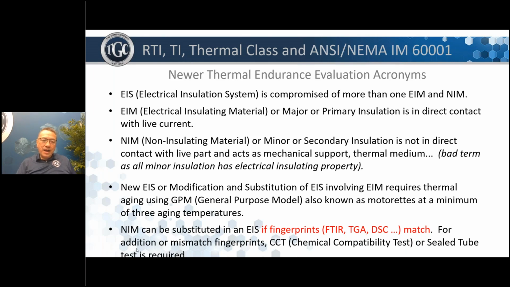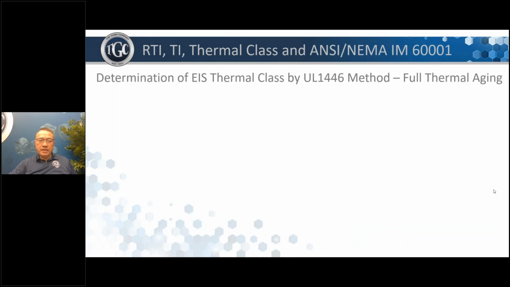And MIM, or minor insulation, I think this is something that only happened recently, maybe in the last 10 years. If you are substituting a minor insulation on an electrical insulation system, and the fingerprint matches the material you want to substitute for, you do not need to do any additional test. It can be what we call a no test upgrade to your UL insulation system file. If it doesn't match, you have to do a chemical compatibility test, a sealed tube test. I just want to bring it up.